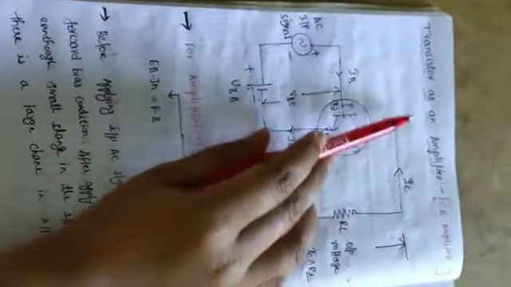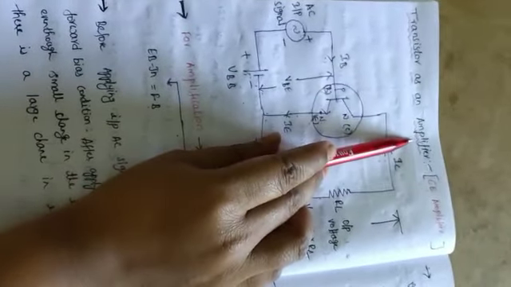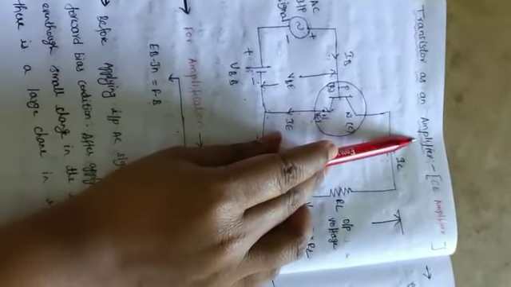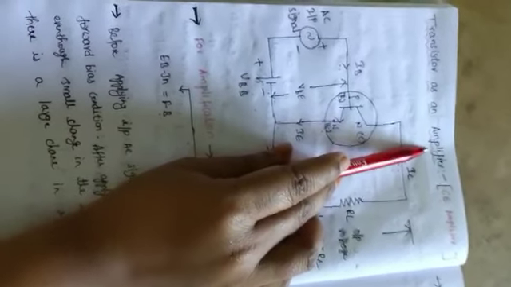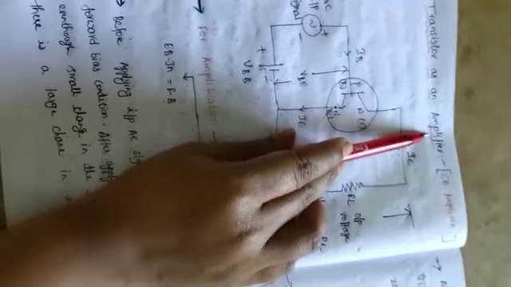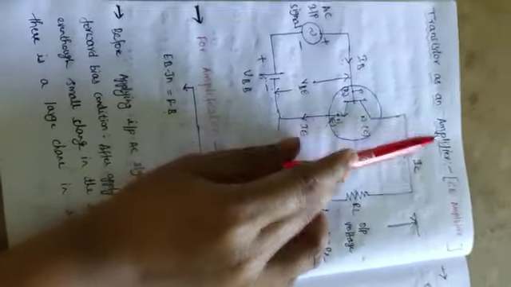So how does a transistor act as an amplifier? Amplifier means, as we already know, an electronic device which improves the strength of the input weak signal, or else we can say, which increases the amplitude of the input signal.